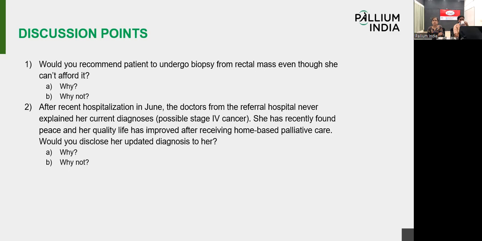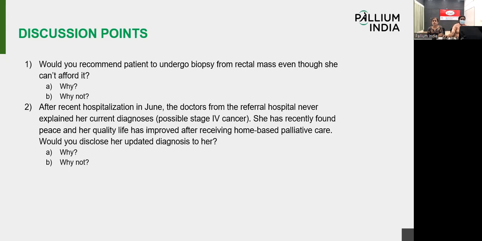So I think that's something that we'll discuss in the session. I personally feel the same thing that you were mentioning. It seems very difficult to undergo biopsy, and then if there is something, because even with her earlier diagnosis, she was unable to get chemotherapy due to the financial constraints. So what difference will it make to the patient's quality of life if you are pursuing a biopsy?